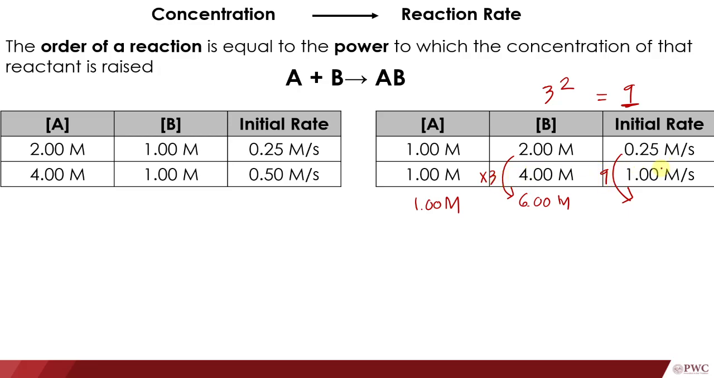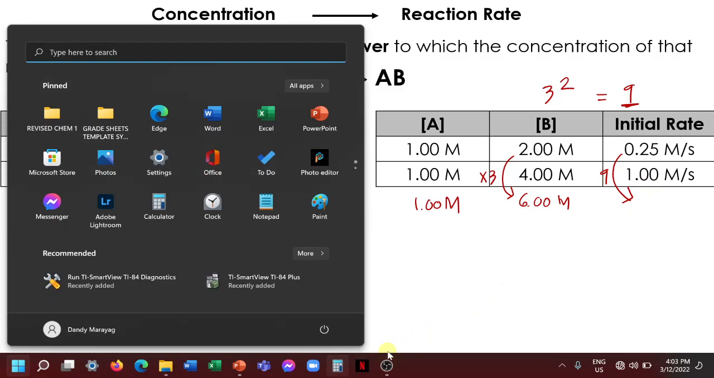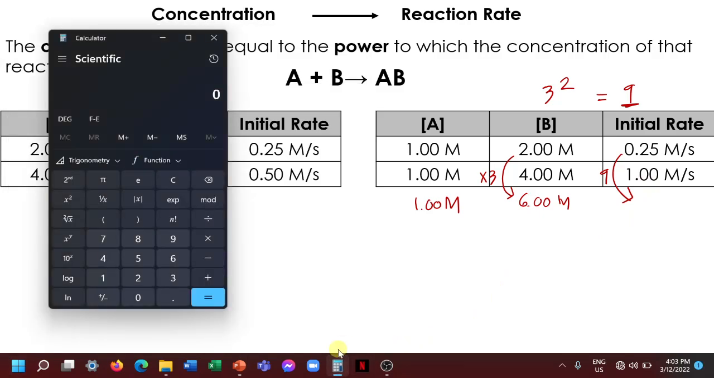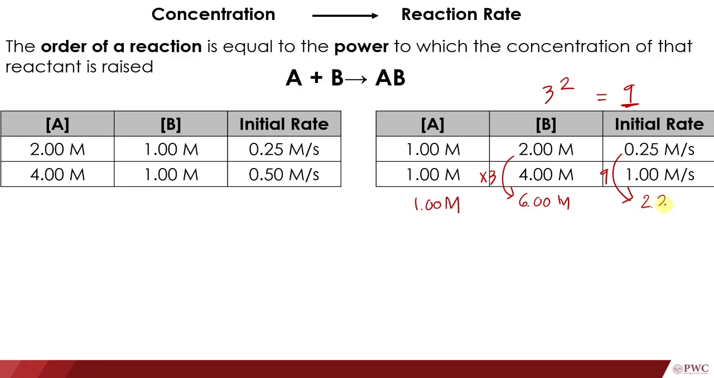So if we solve this one, 0.25 times 9, let us use the calculator here. 0.25 times 9 is equal to 2.25. So here the rate will be 2.25 molar per second. So again, this is the pattern for second order reaction. Let's proceed with another reaction.